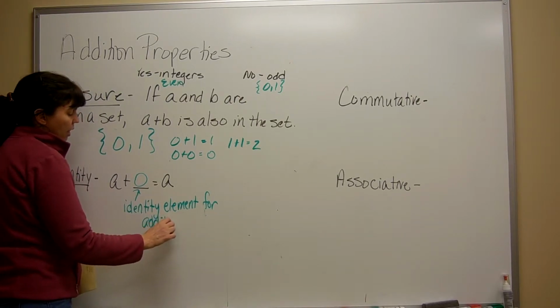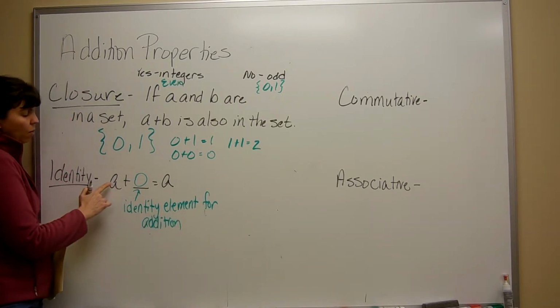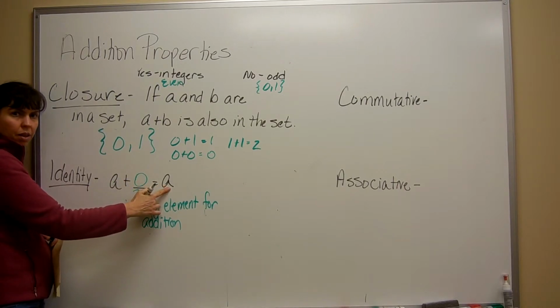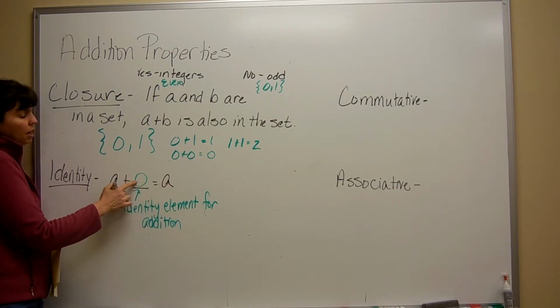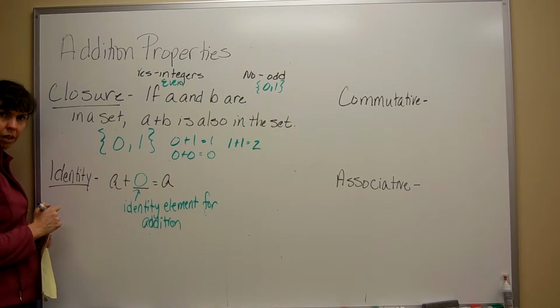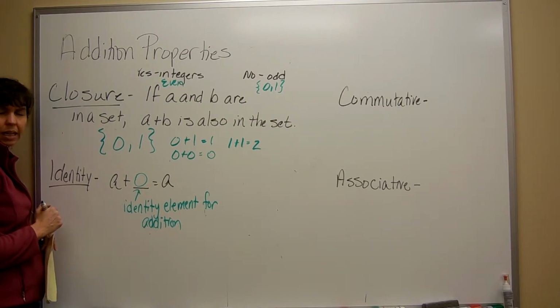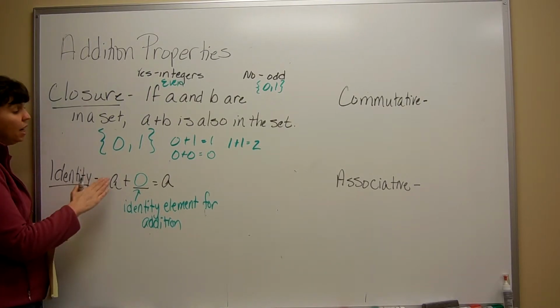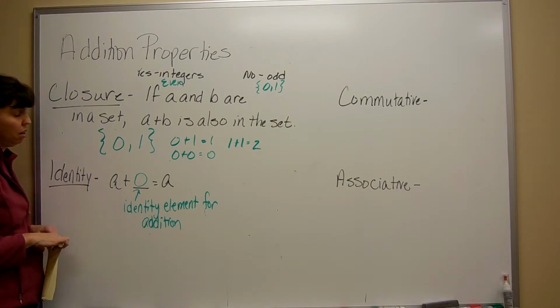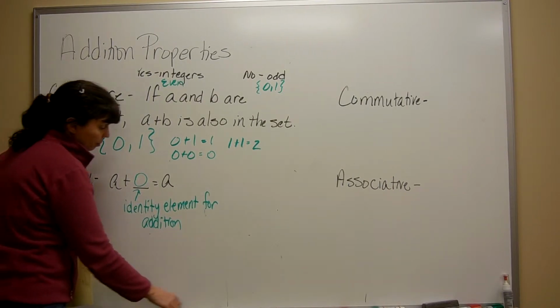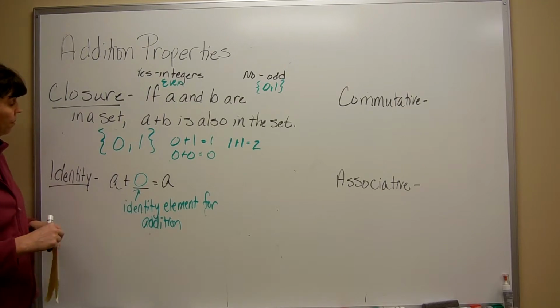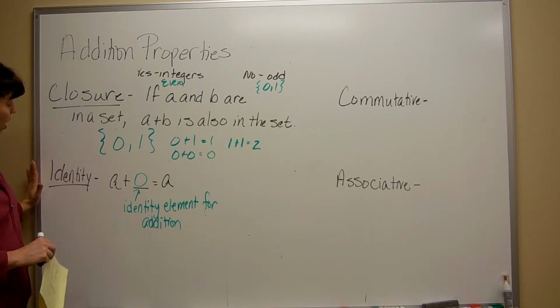Because again, the idea of an identity is that whatever you start with, that's what you end up with. And the only way that can happen is if we added 0 to it. Okay? And there's only one identity element for addition. There's not another number that also does that. Okay? So that is unique. All right, so closure, identity.